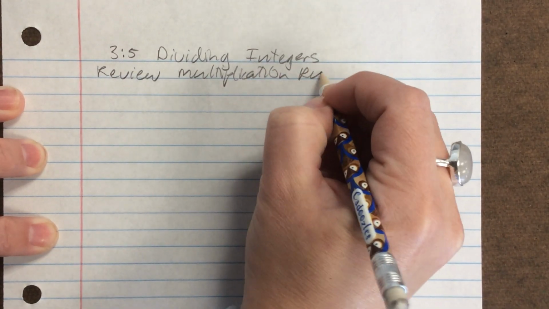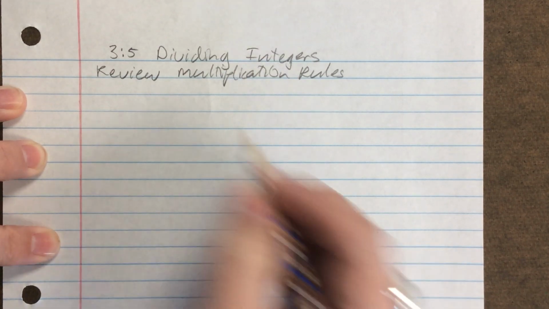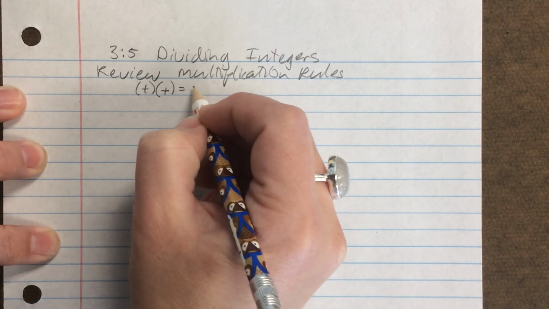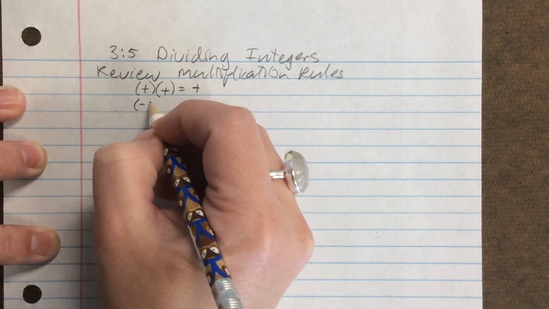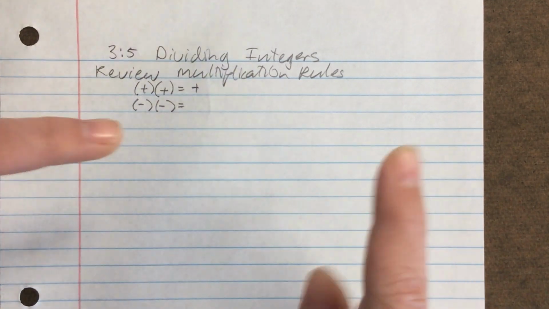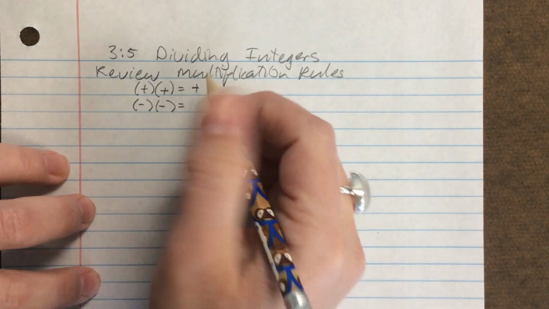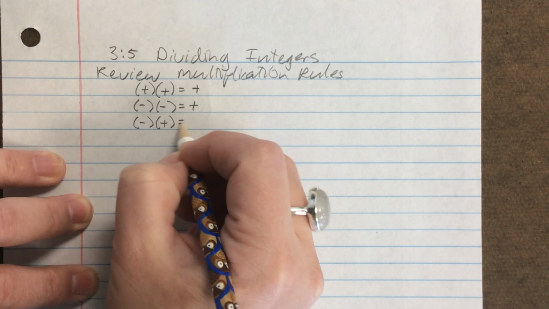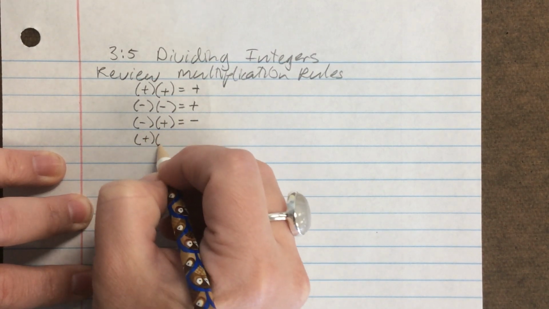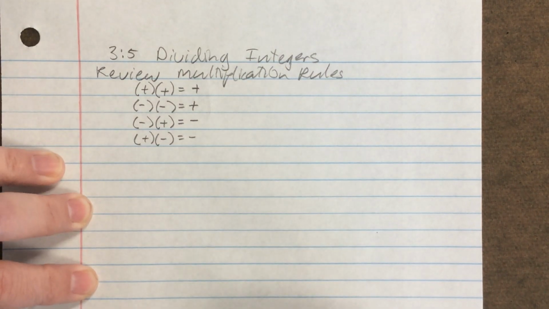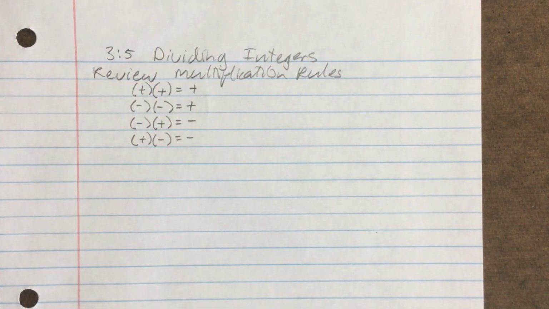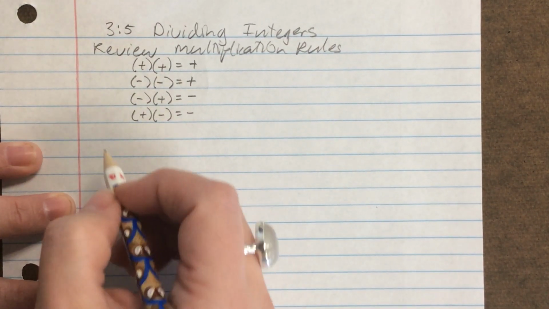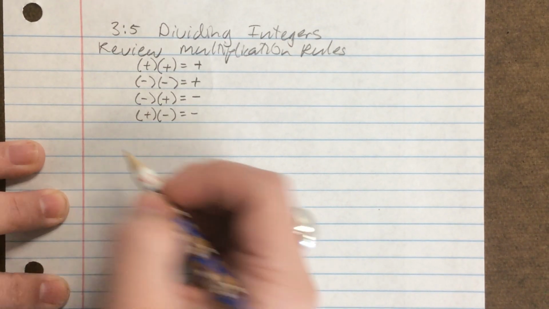Multiplication rules. Okay, so if we have a positive times a positive, that equals a positive. If we have a negative times a negative, remember a negative and a negative makes a positive? So that makes a positive. And then we can have a negative times a positive, it's negative, or a positive times a negative equals a negative. Okay, now the rules for division are actually exactly the same. We're just dividing instead of multiplying. That's basically the lesson, but let's keep going because there's some other things that you probably need to know.